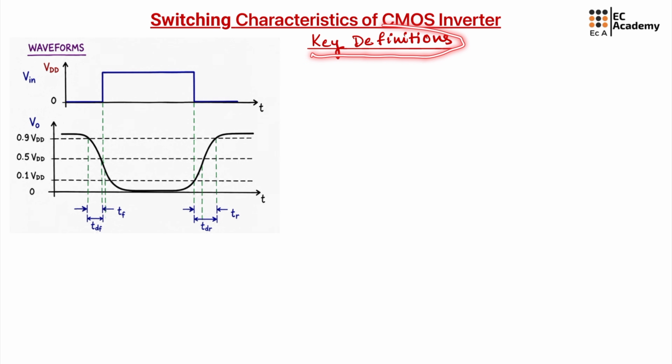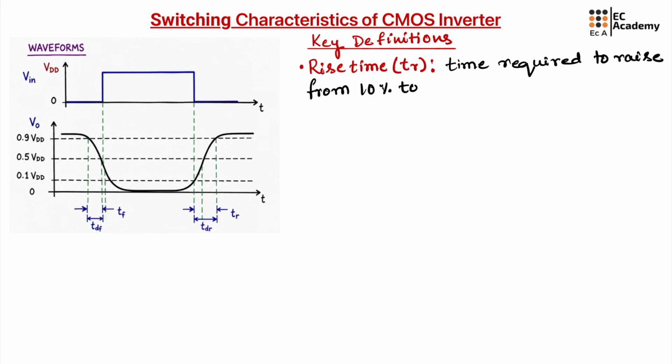Now let us look at the key definitions. We have a rise time that is represented by TR. Rise time is the time required for the output voltage to rise from 10% to 90% of the final steady state value. Therefore, rise time is the time required by the output to change from 0.1 VDD to 0.9 VDD. So you need to remember the rise time is the time taken by the output to rise from 0.1 VDD to 0.9 VDD.